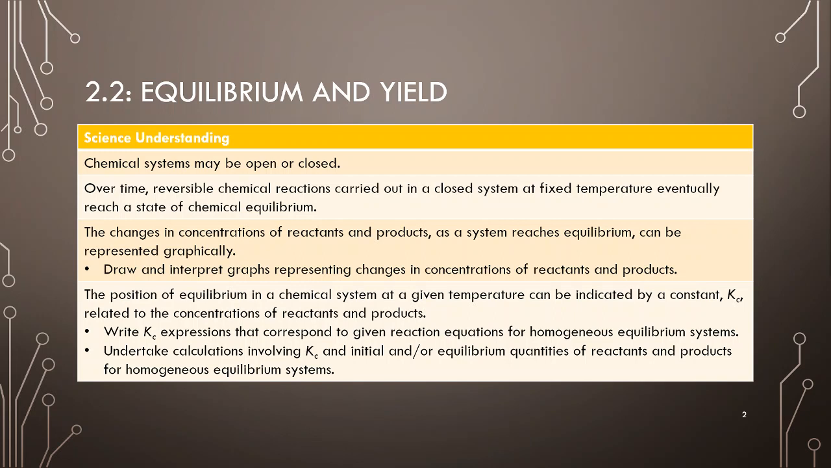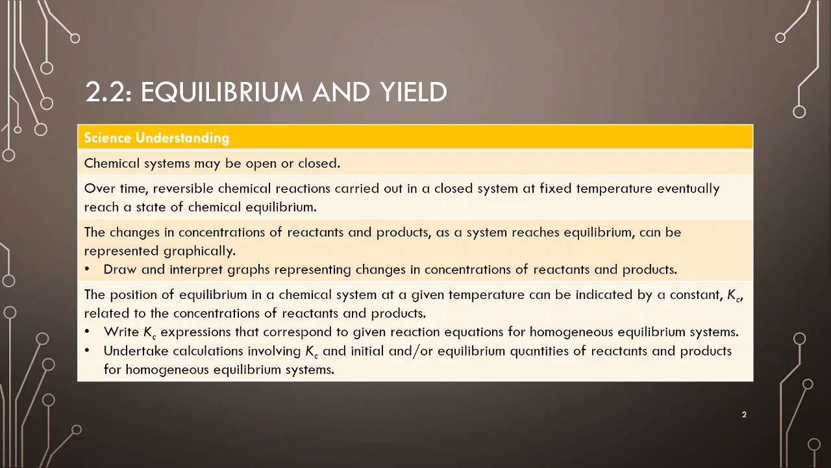Second one, over time, reversible chemical reactions carried out in a closed system at fixed temperature eventually reach a state of chemical equilibrium. So there are a few keywords there: closed system and also fixed temperature, which will be quite important for you to keep in your mind when we deal with equilibrium calculation later.